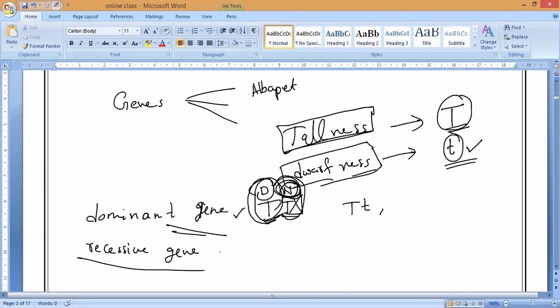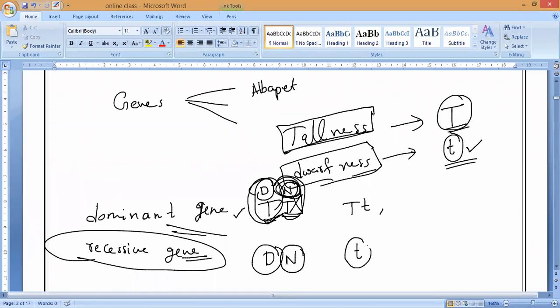Now coming to the recessive gene. Let us consider the same thing again, Dina and Nitish. Dina cannot show his characteristics, or the appearance of the organism, without the presence of Nitish. That is what we call a recessive gene. For example, if we take dwarfness, say, I want to get a short plant, this dwarfness cannot show without the presence of another similar kind of gene.